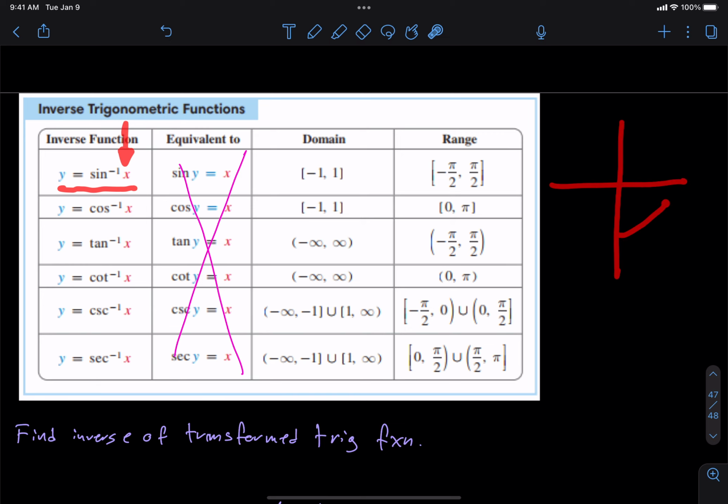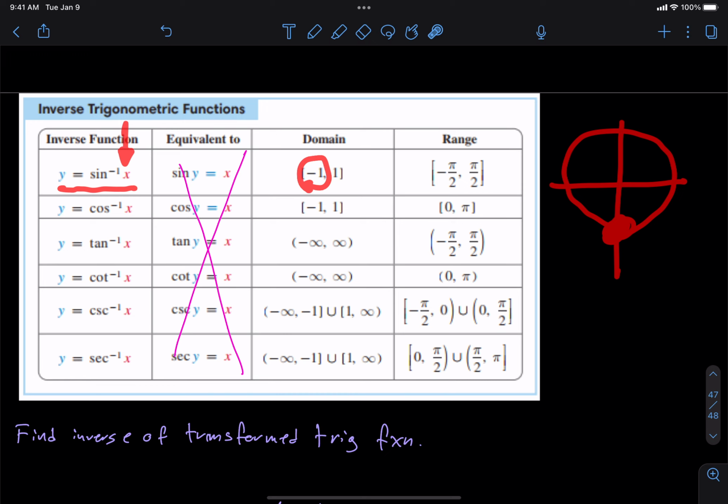Okay, here's the unit circle. Where is the lowest point? It's down here, right? What is the y value of that point? -1. So the smallest possible input for the sine inverse function would be the smallest possible height of any point on the unit circle, which would be -1.